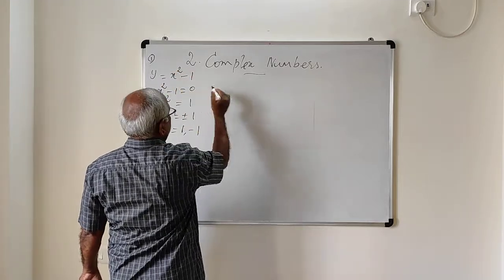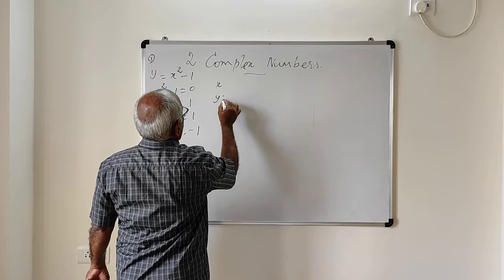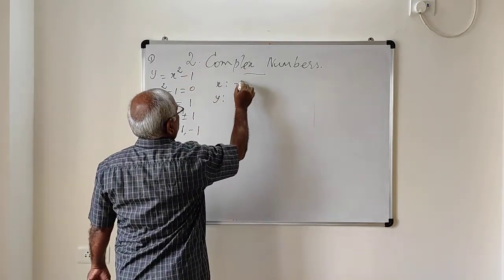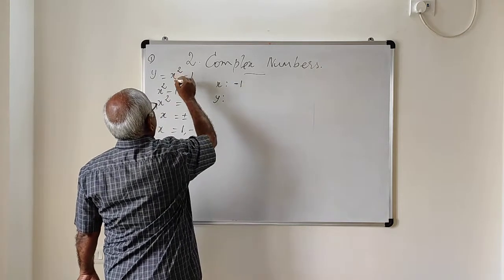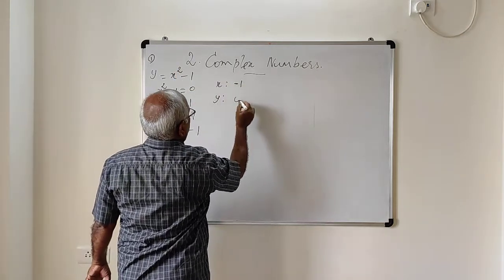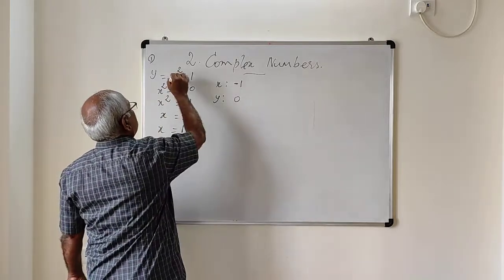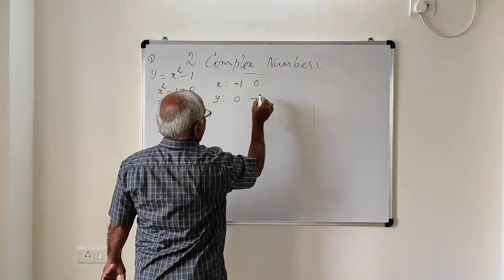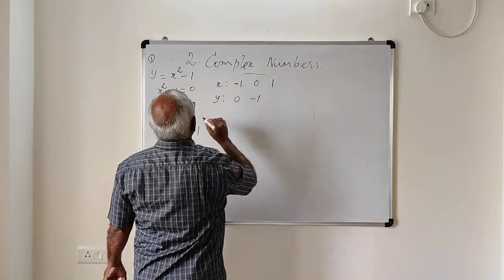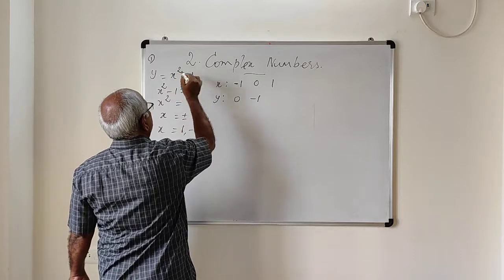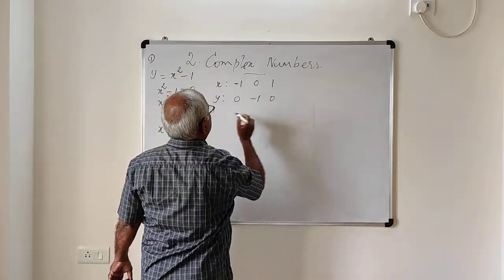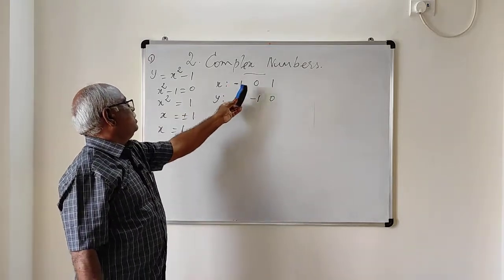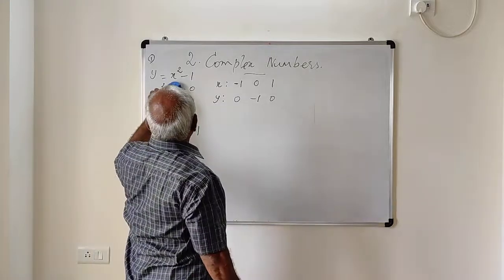To draw the graph, we have to plot the x and y values for this equation. If x = -1, (-1)² is 1, 1 - 1 is 0, y = 0. If x = 0, y = -1. And if x = 1, on squaring it gives 1, 1 - 1 is 0, again y is 0. So, these points are (-1, 0), (0, -1), and (1, 0).